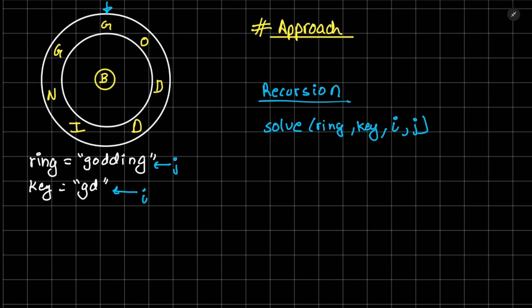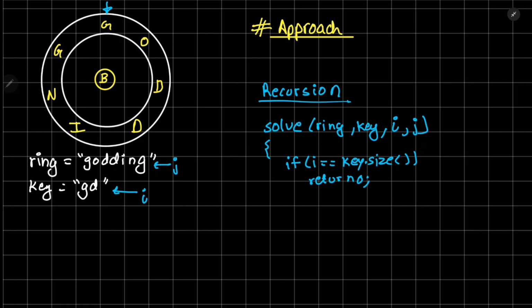Okay, so now first we look at the base case. The base case will be if our I goes out of bound of key. So if I is equal to key.size, then we have no more characters to be pushed in the door, so we will return 0 from here.